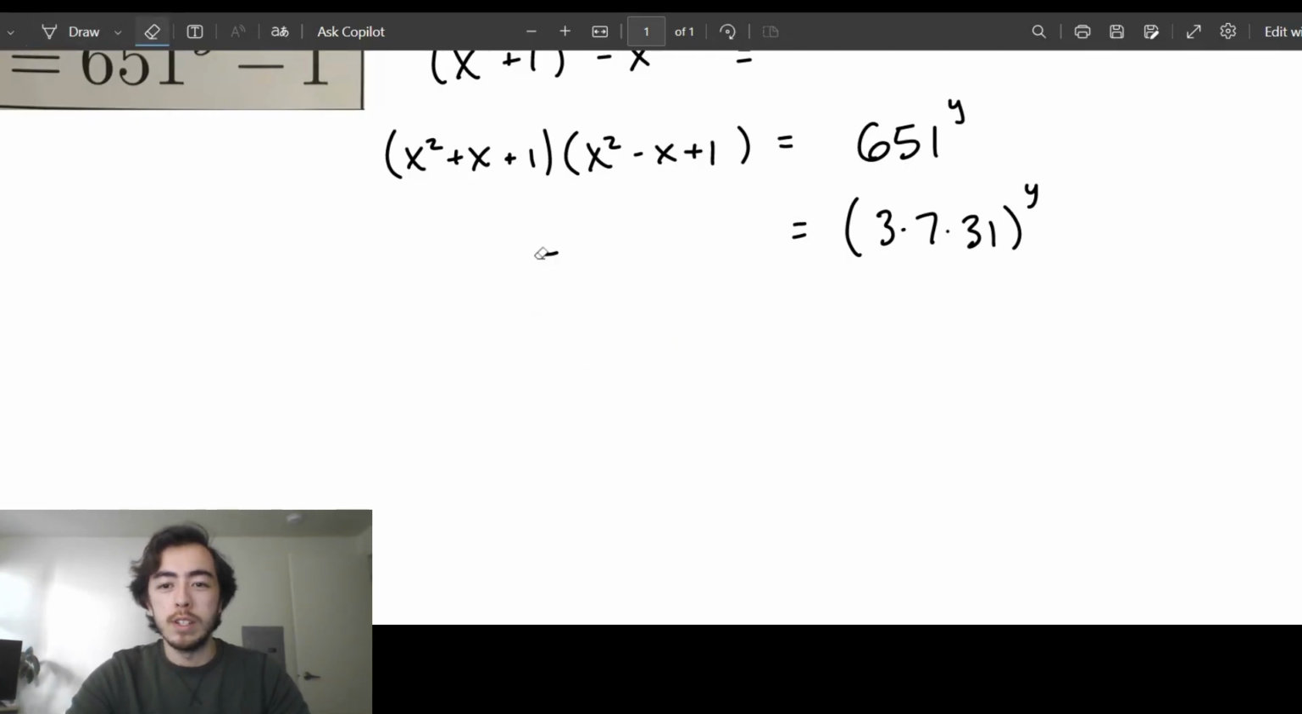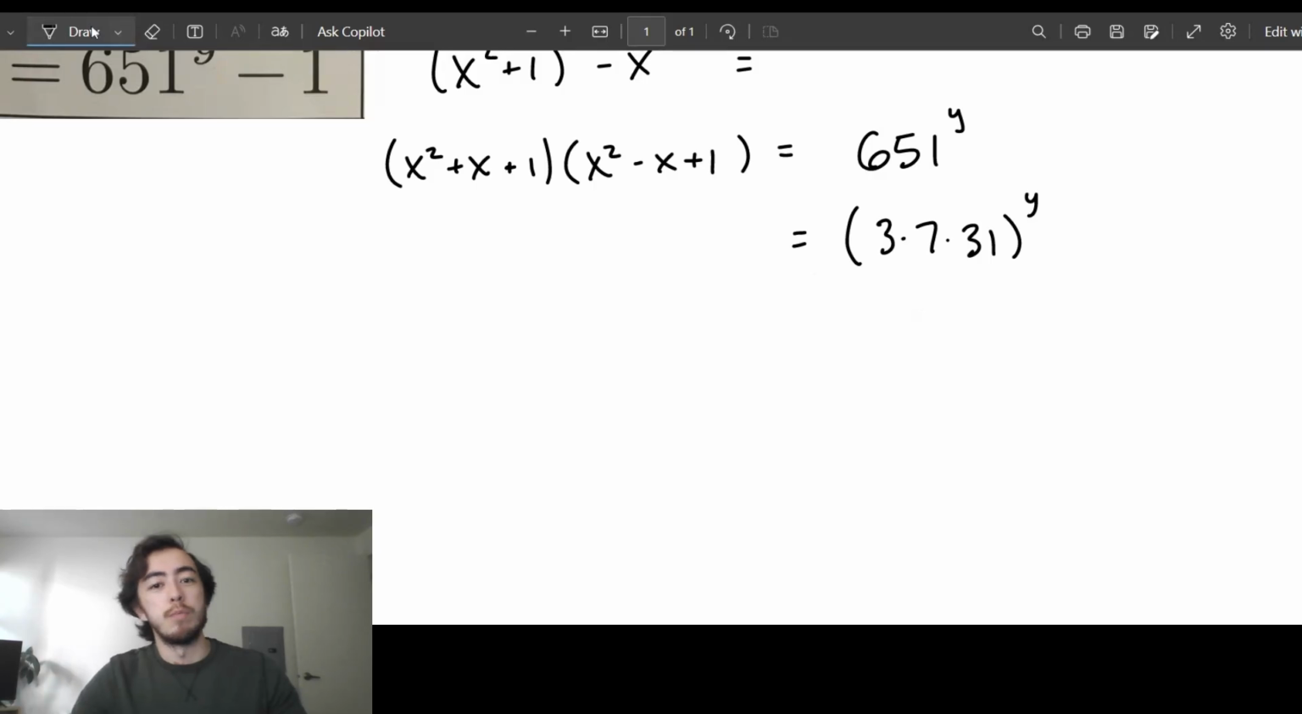And this is important because then I want to show that we essentially have to divvy up this 3, 7, and 31 into different piles. So let's assume for a sec that we do actually have a common divisor of these numbers, and we'll just call it d.